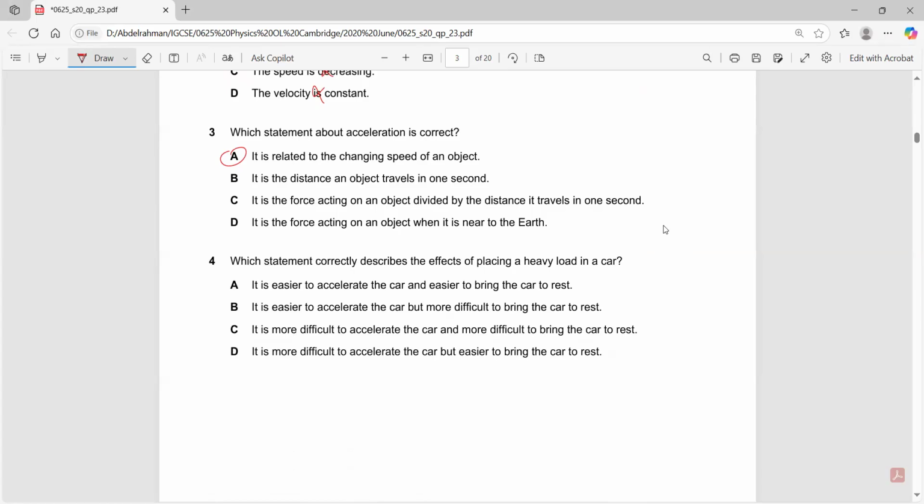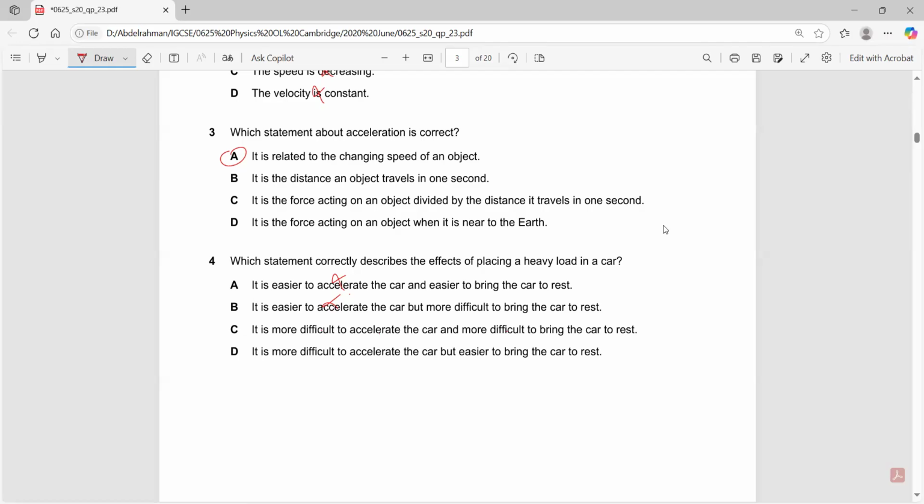Which statement correctly describes the effects of placing a heavy load in a car? As the mass of the car increases, what happens to the car? It's easier to accelerate? Would it be easier to accelerate a heavy car? No. It's more difficult to accelerate the car and more difficult to bring the car to rest, or would it be easier to bring the car to rest?